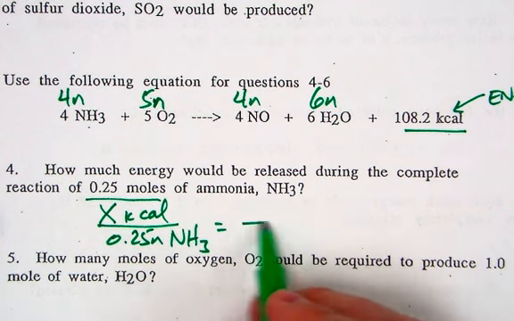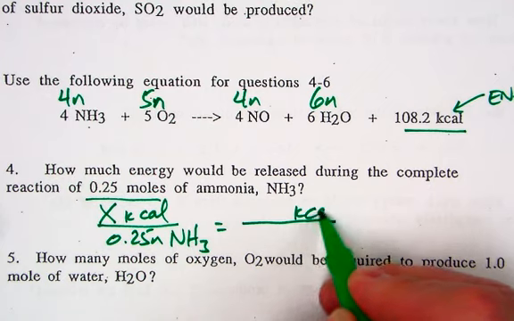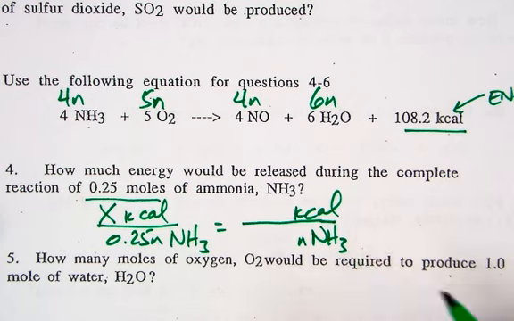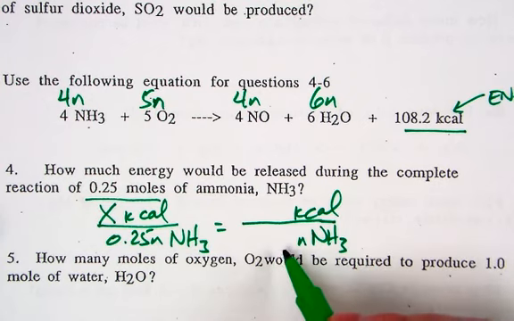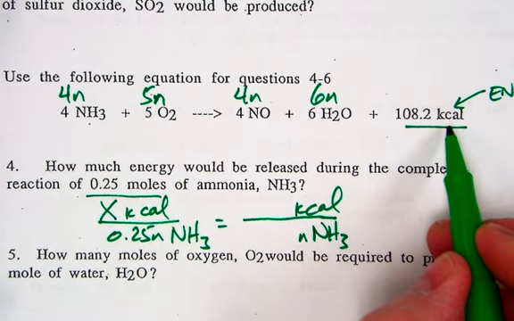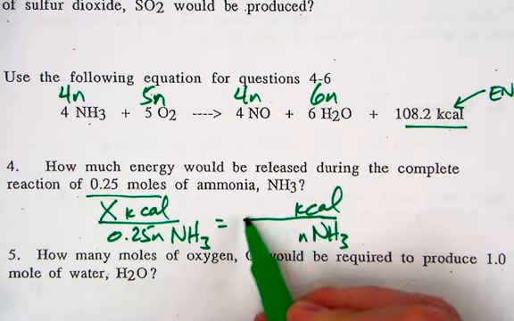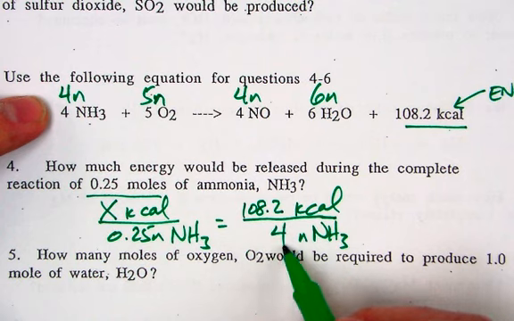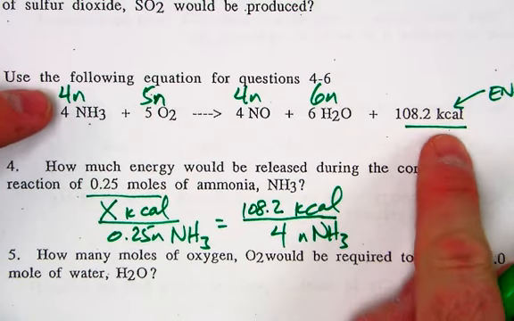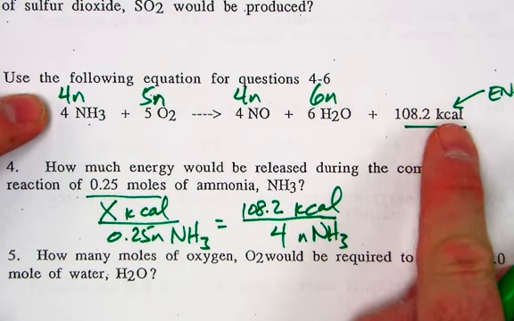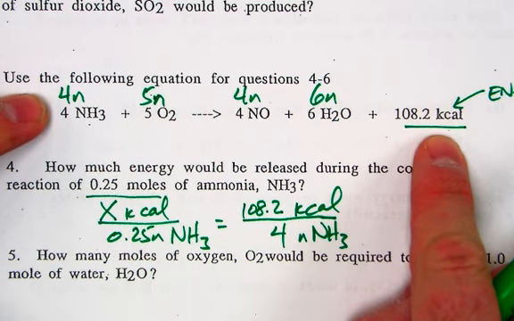We bring our units across, moles NH3 on the bottom. We need to get this information from the table because now we're comparing different things. When we find our units of kilocalories, that's 108.2, so I'm going to put that next to those units. And for 4 moles NH3, that's going to go on the bottom. So just looking at NH3 and your energy, the equation is saying you need 4 moles of NH3 to make 108.2 kilocalories of energy.